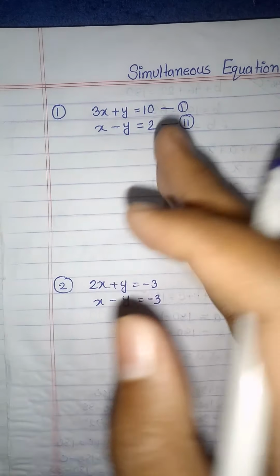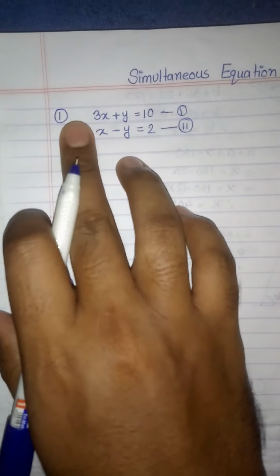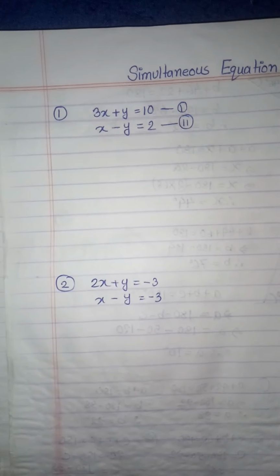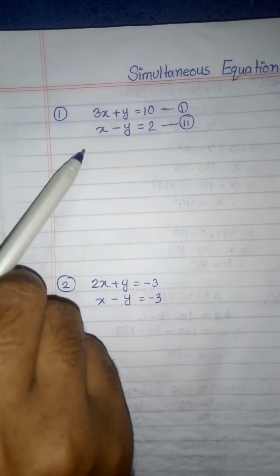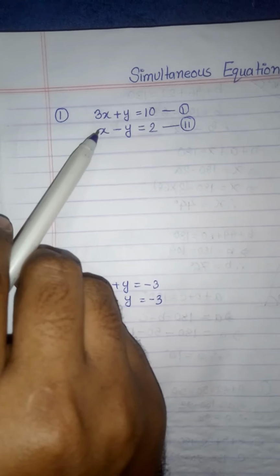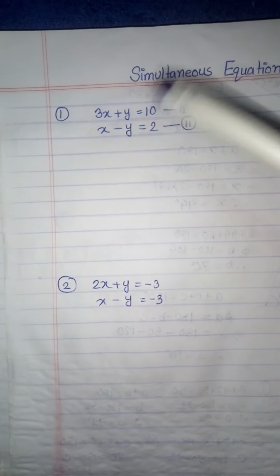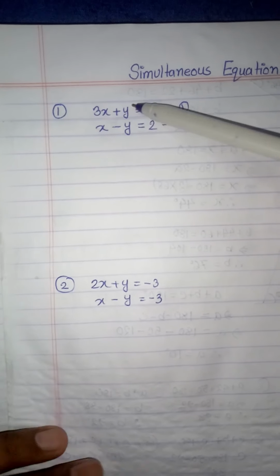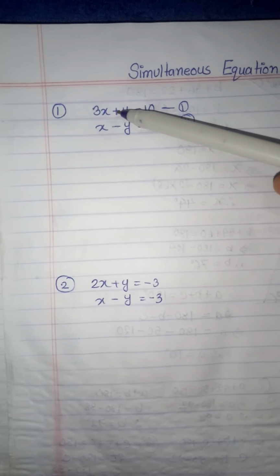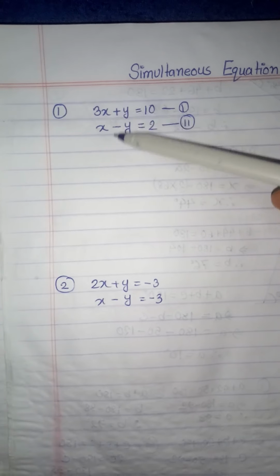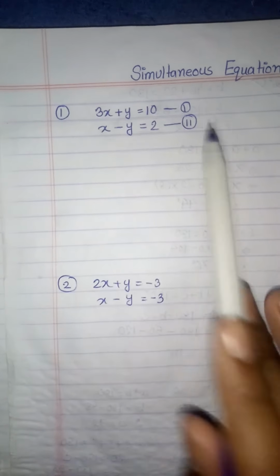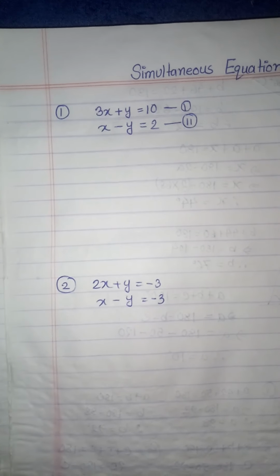Okay, in this first equation you see that 3x plus y equal to 10, x minus y equal to 2. You can see here the coefficients of x are not equal because the coefficient of x is here 3 and here it is 1, but the y's are the same. Here is plus y and here is minus y. Both coefficients are the same and their signs are opposite. So omitting y in this equation will not be a difficult task.